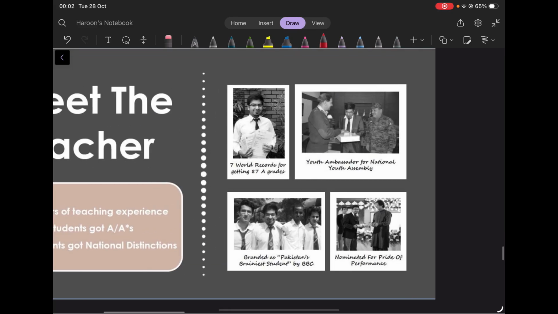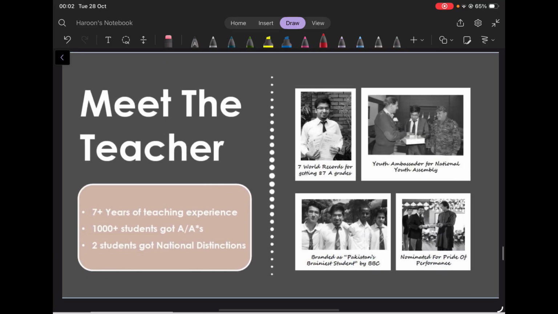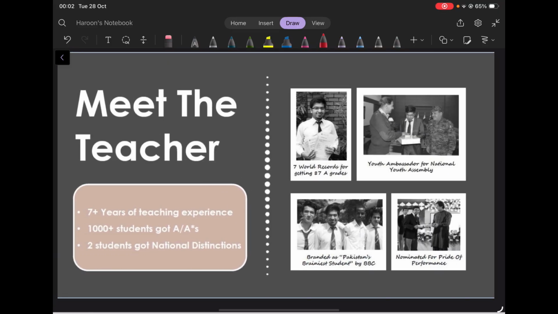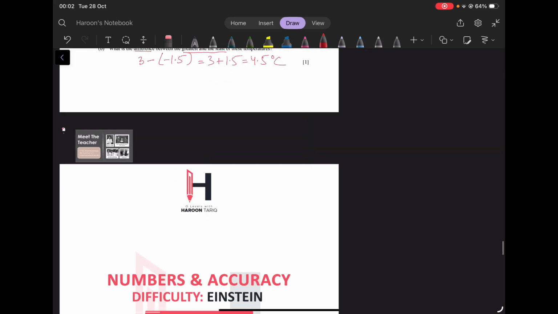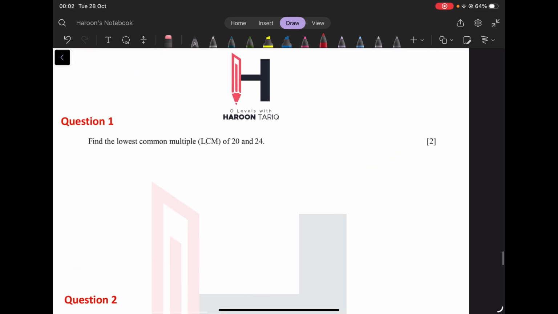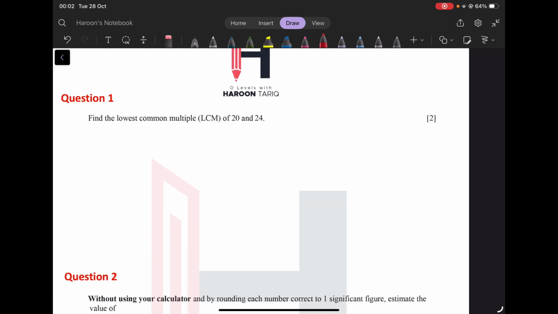Okay, now we'll do the last worksheet of numbers and accuracy. This would be the fourth worksheet of numbers and accuracy. Let us get started with the fourth worksheet. And hopefully this would be the hardest of the lot.